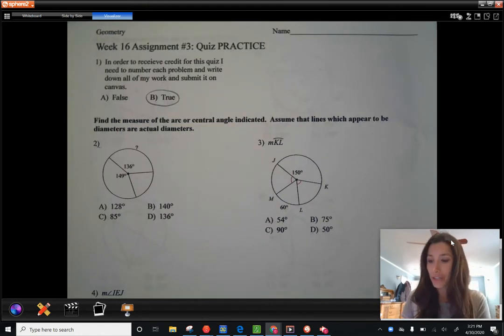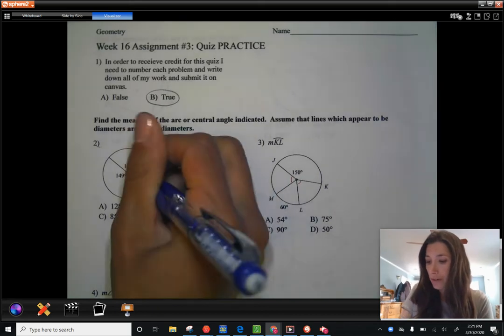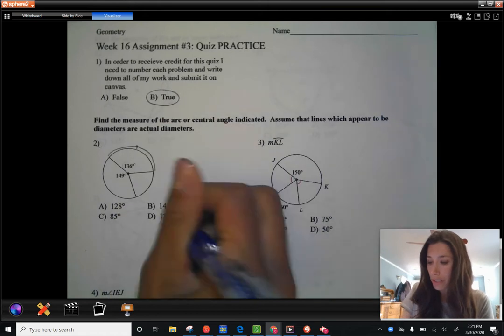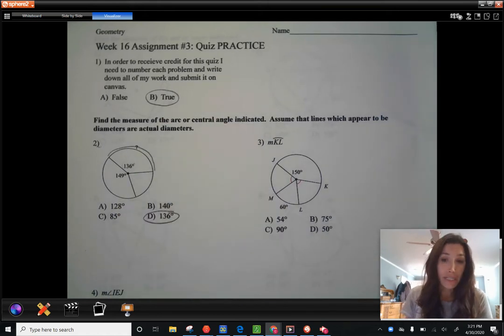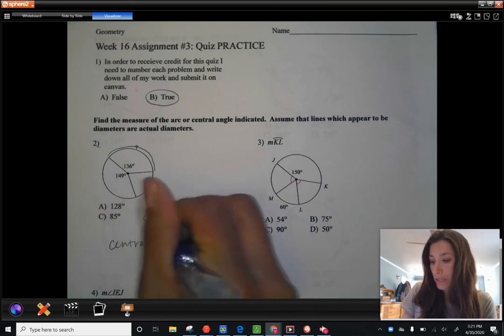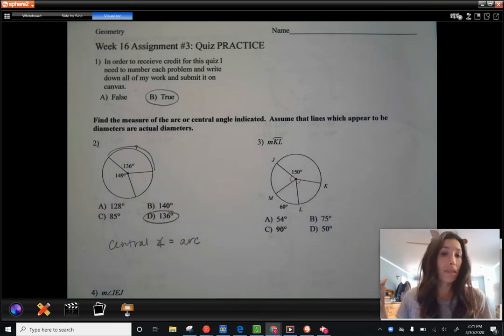So, an example of what you might write for work: you don't have to write work for question number 1, but for question number 2, an example of what you might want to write down is, well, we have here a central angle of 136. So the arc here is also 136. Something you might write down is a reason: central angle is equal to the arc. That's it. There's your explanation.